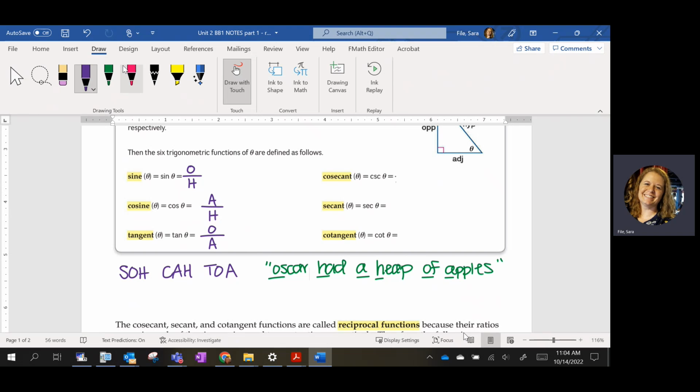Now on the right, these are 3 new trig functions. You have not seen these 3 before. This is pronounced cosecant. This is secant and cotangent. The abbreviations are CSC for cosecant, SEC for secant, and COT for cotangent.